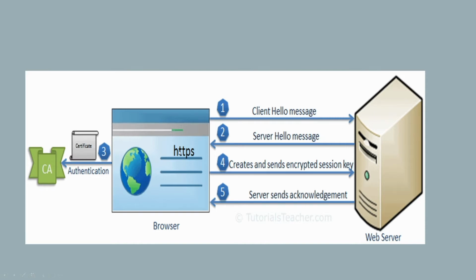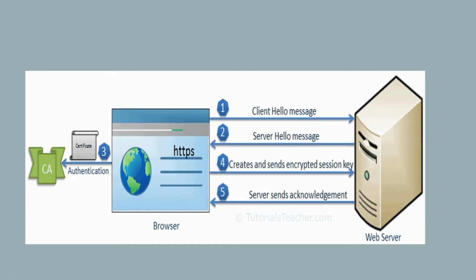All right. The first step is that the client sends a hello message to the server. Once the hello message is received at the server end, the server sends a server hello message. Then there is a third process where the client does some processing, and in the fourth step, the client sends an encrypted session key to the web server. Then the web server decrypts that session key using the SSL private key, and will use that key for the ongoing communication.